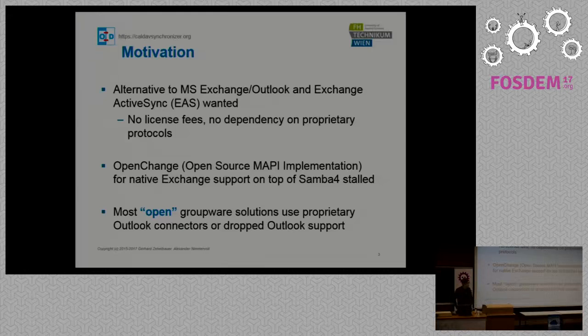Then there was OpenChange. It's the only open source MAPI implementation on top of Samba 4. But unfortunately, this project got stalled as well. Even the website is down at the moment. And there are many other so-called open groupware solutions which use proprietary connectors for integrating Outlook, or dropped Outlook support completely, like Zarafa was doing in the last years. So hopefully we can come to the rescue.